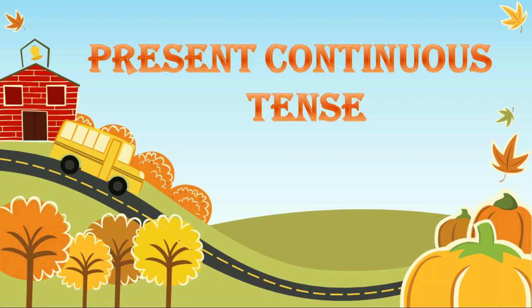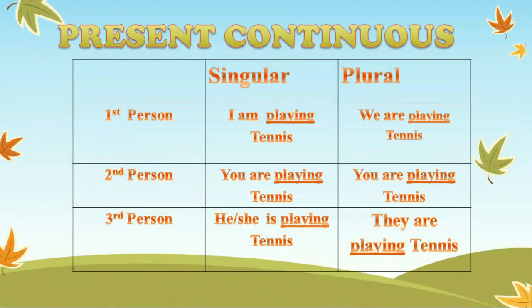Present continuous tense. The present continuous tense indicates that an action or condition is happening now, frequently, and may continue in the future. To form the present continuous tense, we use helping verb is, am, are and ing form of the verb. For example, I am play plus ing. So, the sentence becomes I am playing tennis.